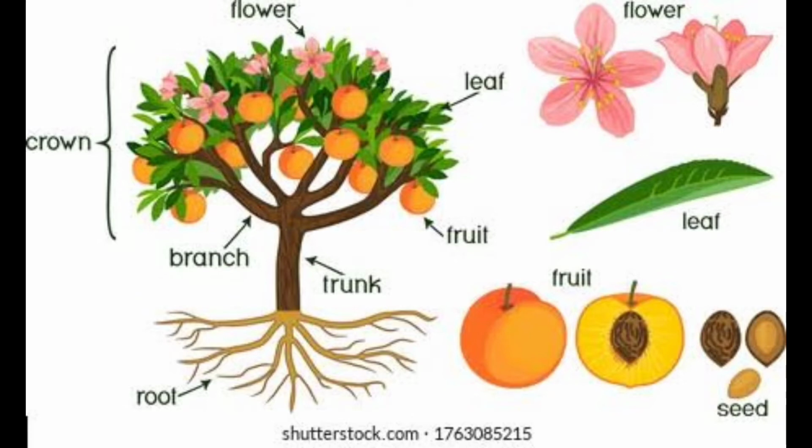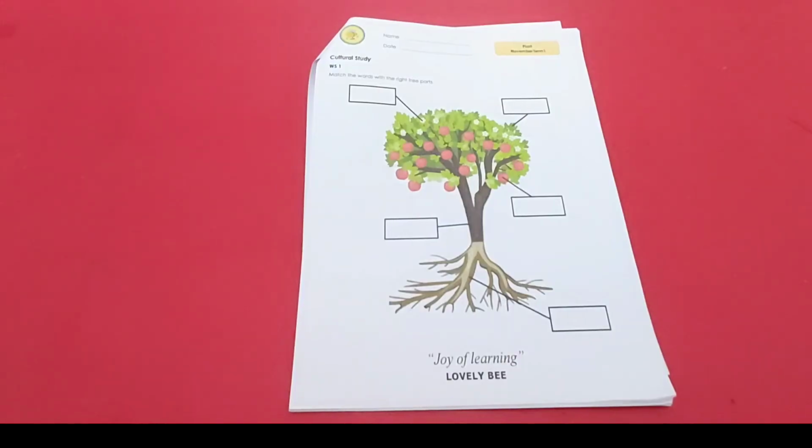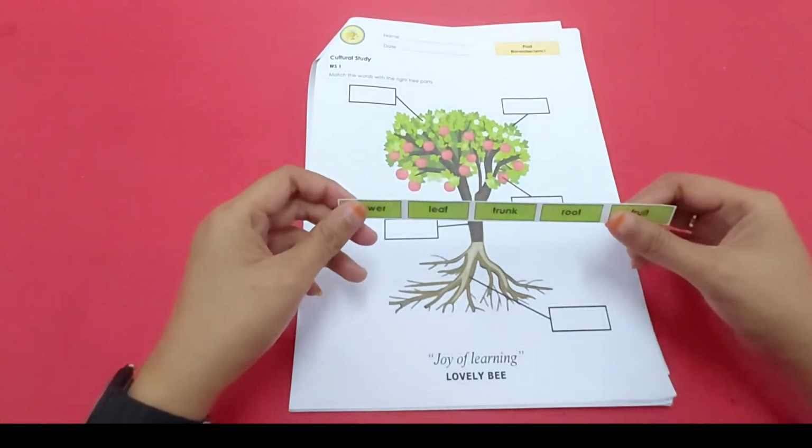Now, let's move on to our worksheet. Okay, Miss Lydia is done explaining about the part of tree. Miss Lydia sudah selesai menjelaskan tentang bagian dari pohon. Now let's try to do this worksheet. And to do this worksheet, you will need this attachment.